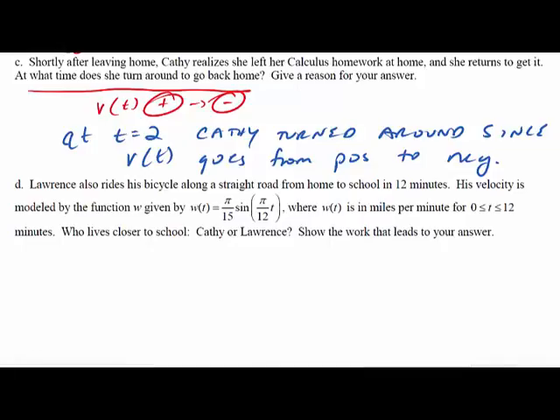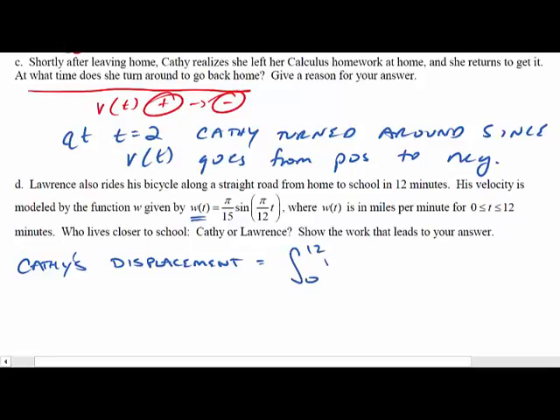The last thing is Lawrence also rides his bicycle along a straight road from home to school in 12 minutes. His velocity is modeled by a different function. This is specifically for Lawrence, where w of t is in miles per minute from 0 to 12 minutes. Who lives closer, Kathy or Lawrence? Show the work that leads to your answer. Well, first thing is, I should probably figure out how far Kathy has to travel. So Kathy's displacement, that would be just the integral from 0 to 12 of v of t, because v of t was Kathy.